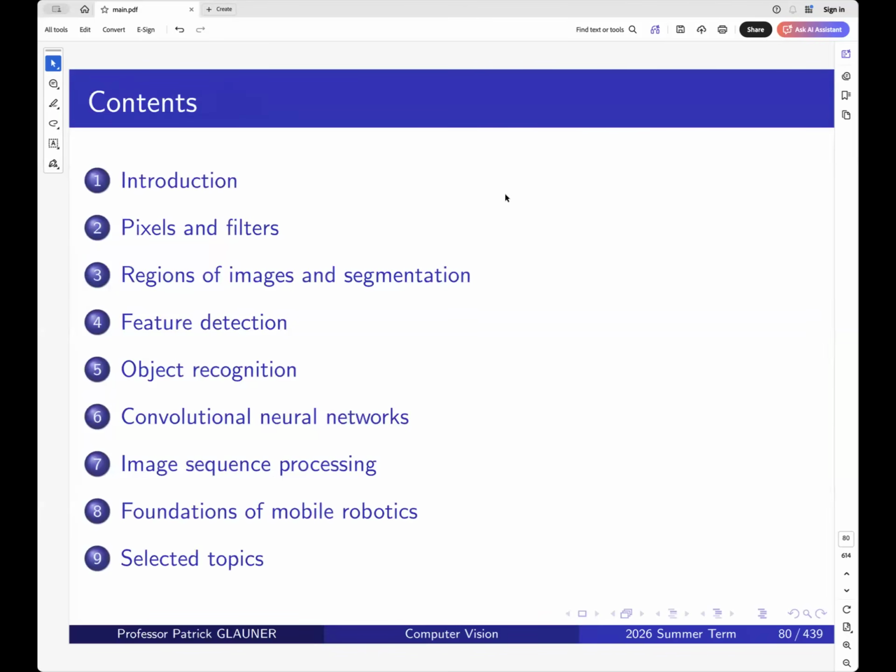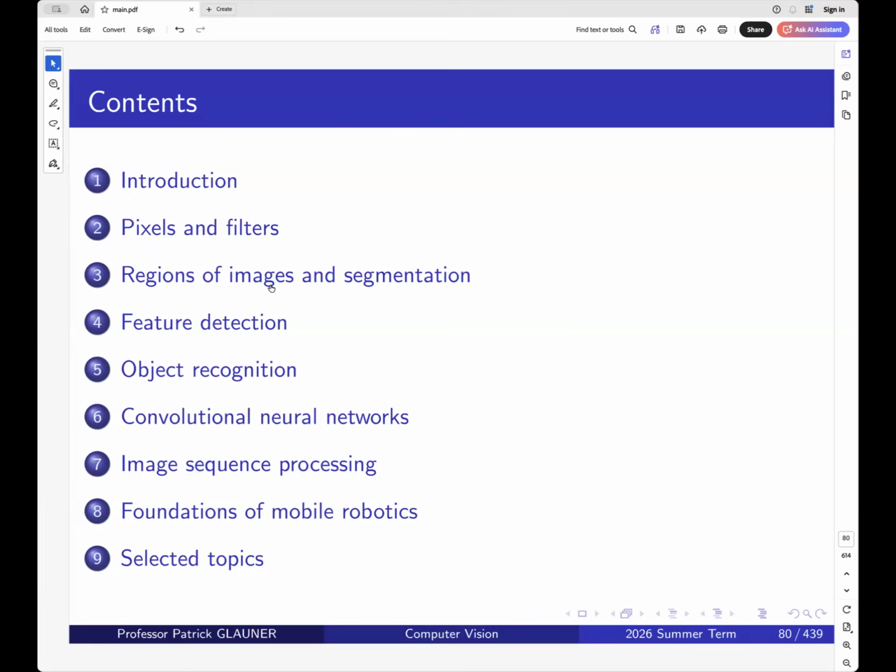Now we have finished the pixels and filters chapter. And what you saw is simply we start with pixels. Pixel images are matrices. They store intensities in a grayscale image. If we have a color image, we store 3 bytes per pixel, RGB or CMY. And we've seen some filters now, how we can blur, how we can sharpen, how we can find edges. And we've already understood a little bit how low-level vision works.